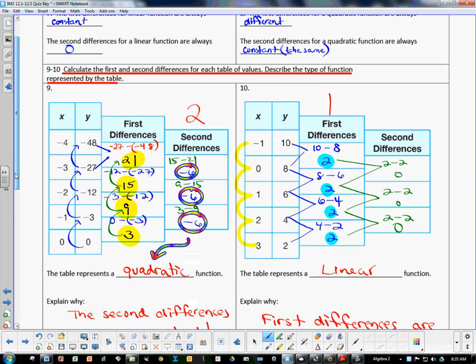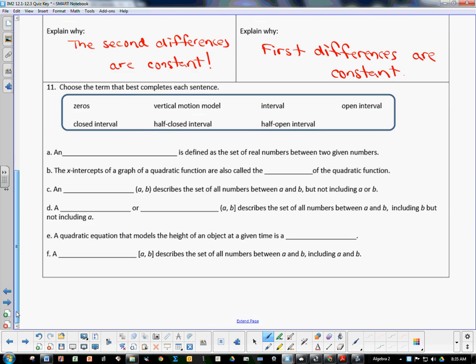Let's move forward here. We have some terms to fill in. These are very important. It says a blank is defined as a set of real numbers between two given numbers. Interval. Next, the x-intercepts of a graph of a quadratic function are also called the zeros. Yes, zeros.